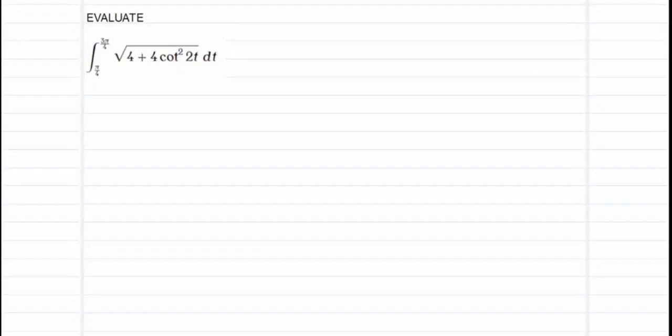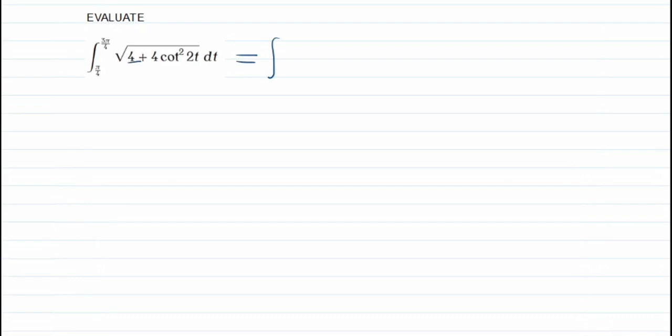So on this one, the first thing that we're supposed to do here, we write this in integral. So I'm going to ignore the limits first. We have been given square root of 4 plus 4 cot squared 2t. So the first thing that I'm going to do is to factor out the 4 so that I can simplify my integral. What I'll have here is square root of 4 multiplied by 1 plus cot squared 2t.